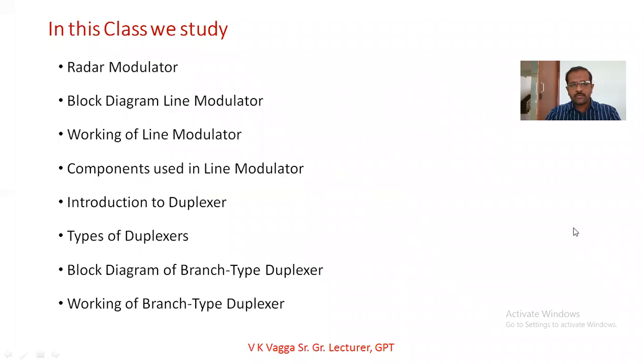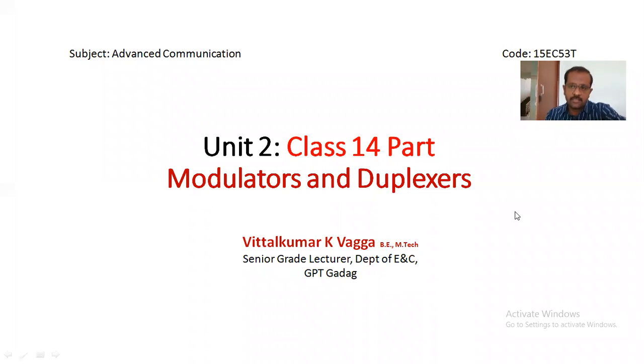Okay, so in the last class I explained the pulse modulator: what we mean by the pulse modulator, what the block diagram of the pulse modulator is, and the basic principle of operation of the pulse modulator. That has been explained in the previous class. And in this class I am going to explain the modulators and the duplexers.